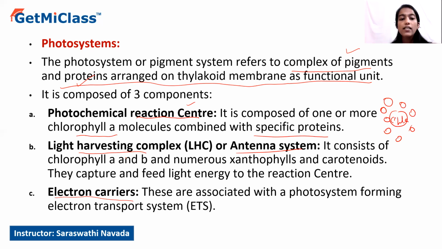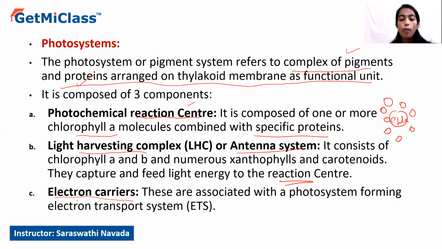And next one is the light harvesting complex or the antenna system. So it consists of specifically chlorophyll B, some molecules of chlorophyll A also will be there, and numerous xanthophylls and carotenoids, which are going to capture and feed the light energy to the reaction center. So that's why chlorophyll A and the carotenoids form the accessory pigments. They capture the additional amount of light energy and supply it to the reaction center for its functioning. So that is the light harvesting complex. It harvests the additional amount of light and supplies it to the reaction center.